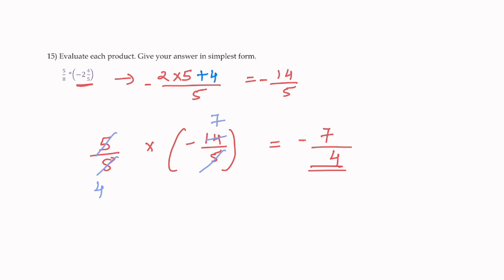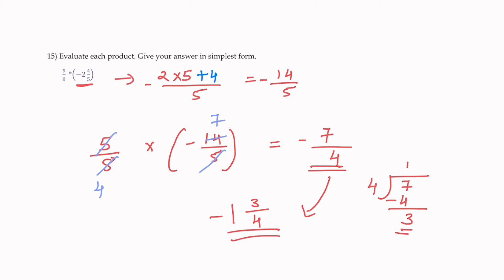If you want, we convert this. So this is basically 7 divided by 4. So this is 1 times 4 and here is the remainder 3. So we write the quotient first, which is 1, and we write the remainder here and the denominator here. That's how you convert an improper fraction to a mixed number.